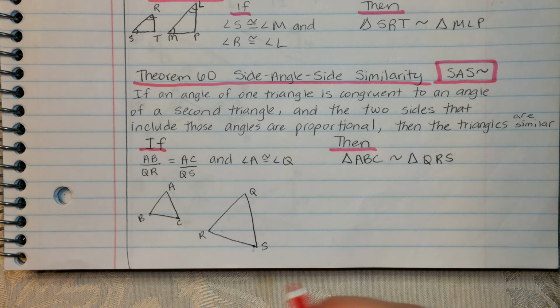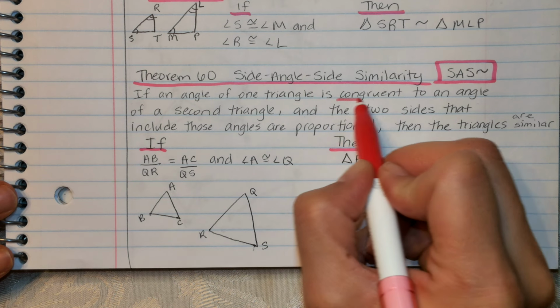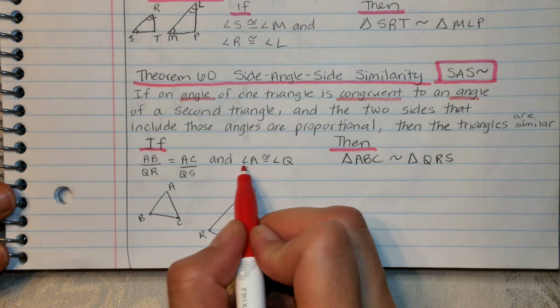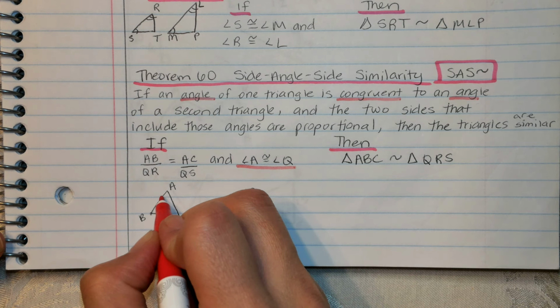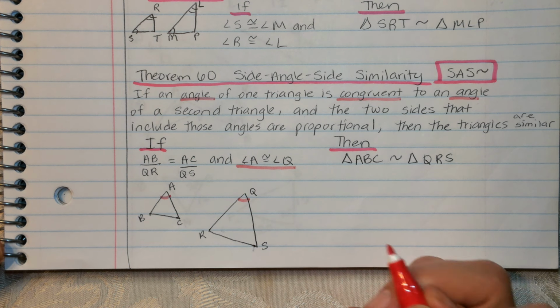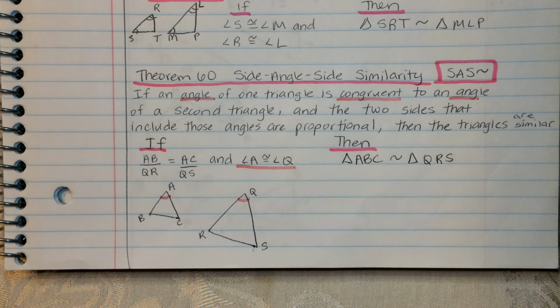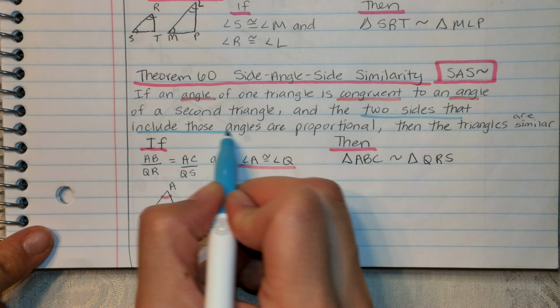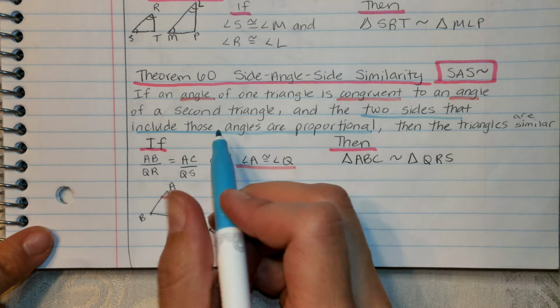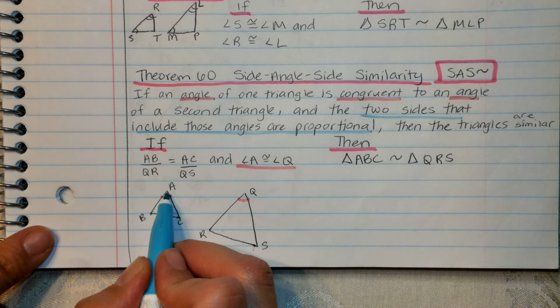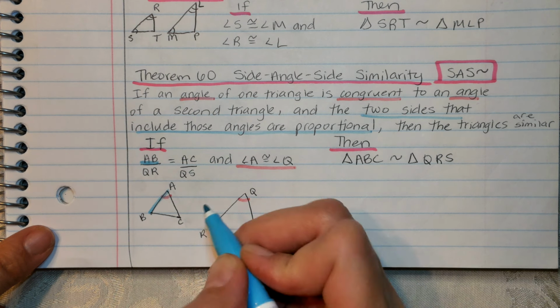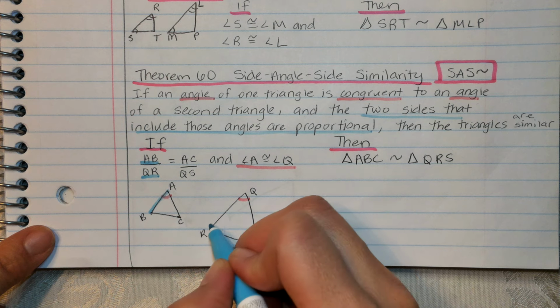So in this example, we have a congruent angle. One angle of one triangle is congruent to the angle of another. In this example, it's angle A and Q. So I'm going to do one arc at A and one arc at Q. So those 2 angles are congruent. And then we have proportional sides. So 2 sides that include those angles are proportional. So again, we've learned about what included angles are. It's the 2 sides that are formed from that angle. So we've got AB right here, and then QR right here.